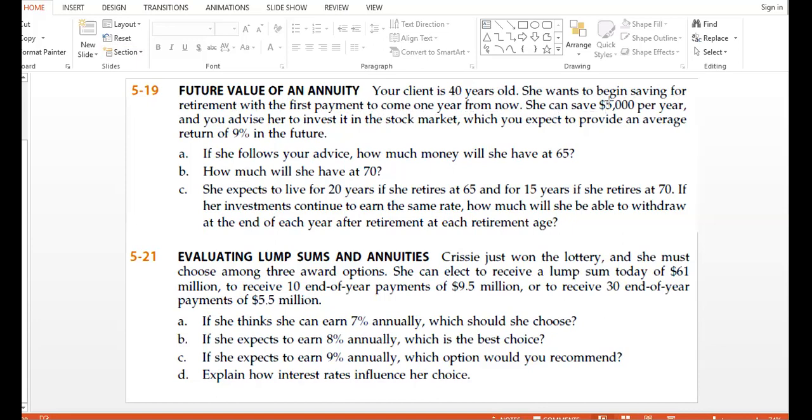She can save 5,000 per year. Per year means this is your PMT. And you advise her to invest it in the stock market, which you expect to provide an average return of 9% in the future. So 9% is your interest rate. If she follows your advice, how much will she have? Meaning the future value is required at the age of 65.